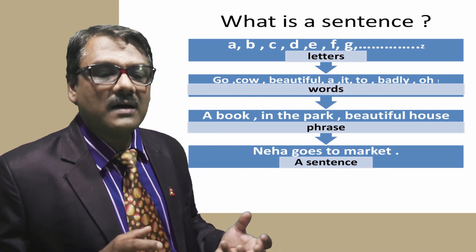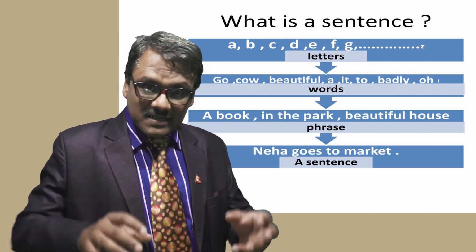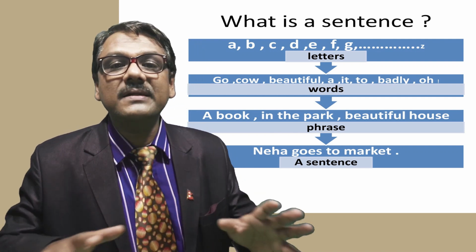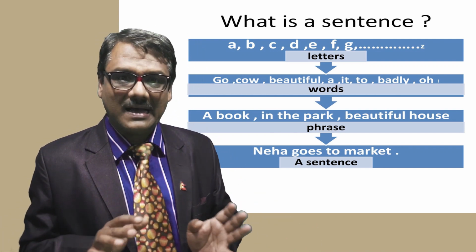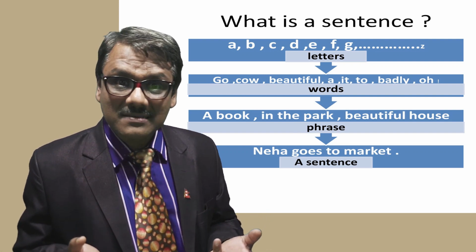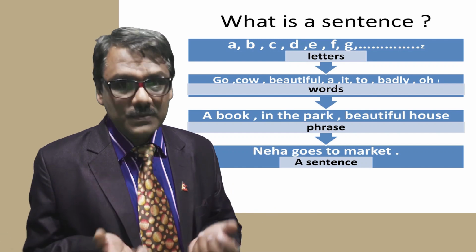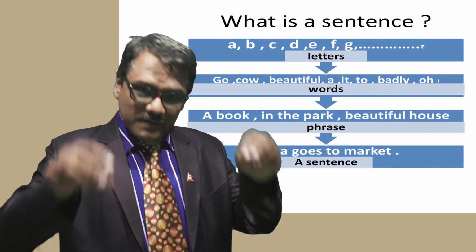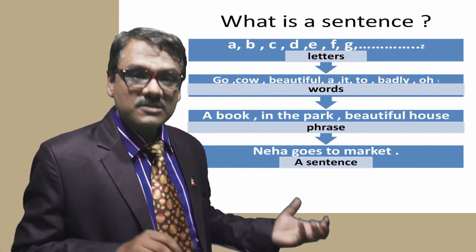You see, Neha goes to market. It gives meaning. It is complete in itself. Isn't that so? What does Neha do? You can have a clear answer. That is, she goes to market. So, today's topic, we are talking about the sentence.